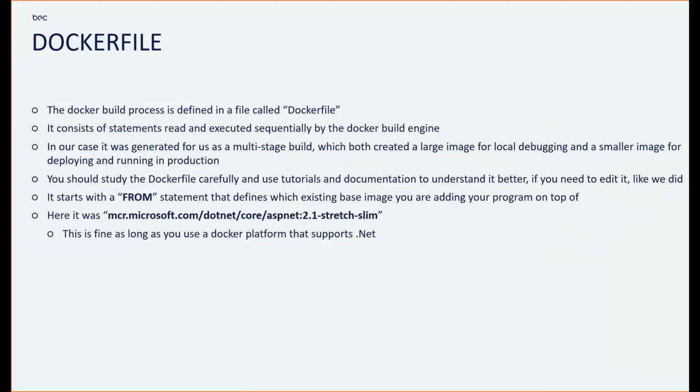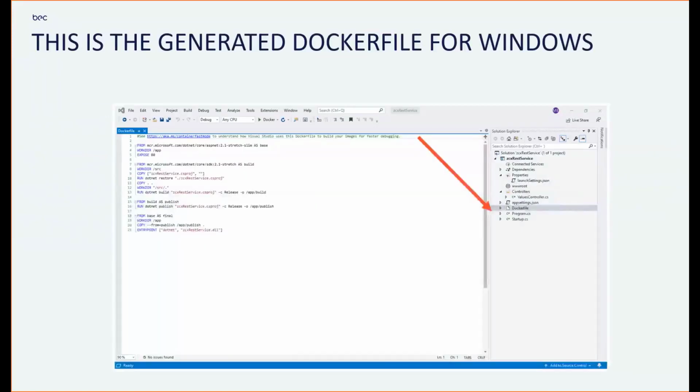The most important statement is the first one, a FROM statement, which says which existing base image you are adding your program on top of. And in the version provided from Visual Studio, it was Microsoft .NET Core ASP.NET. And this is fine as long as you use a Docker platform that supports .NET, but we need to do something else for our platforms. Anyway, this is the generated Dockerfile for Windows.